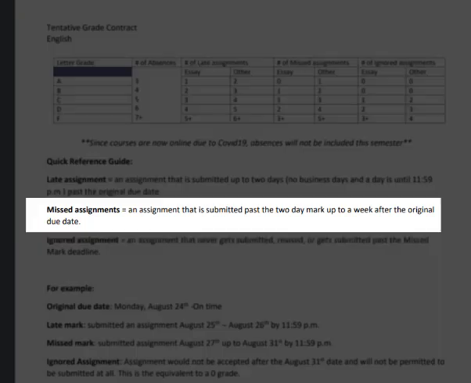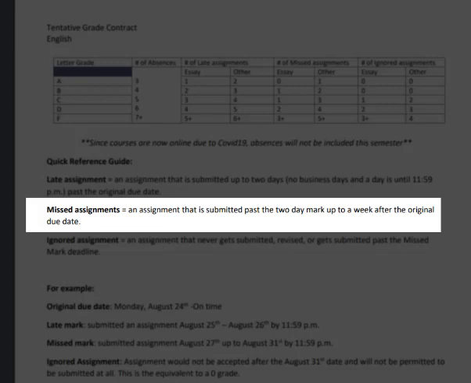The next one is the missed assignment, so same thing. You'll still turn in the work. It will be marked as complete, but will be noted as missed. This means that you have up to the week from the original due date, past the 2-day mark, to get it in. So really it just adds a couple of days for you to get the assignment in.